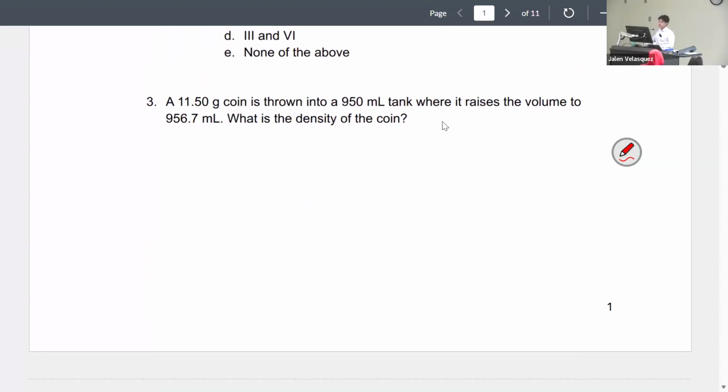Okay, number 3. So you have an 11.5 gram coin, and it's thrown into a 950 milliliter tank, where it raises the volume to 956.7 milliliters. What is the density of this coin? So I'll give you a little bit to think about it, work through it, and then we'll go over it momentarily.